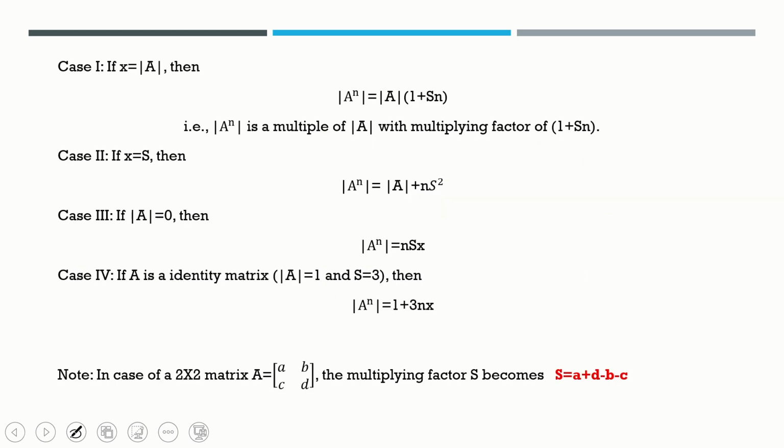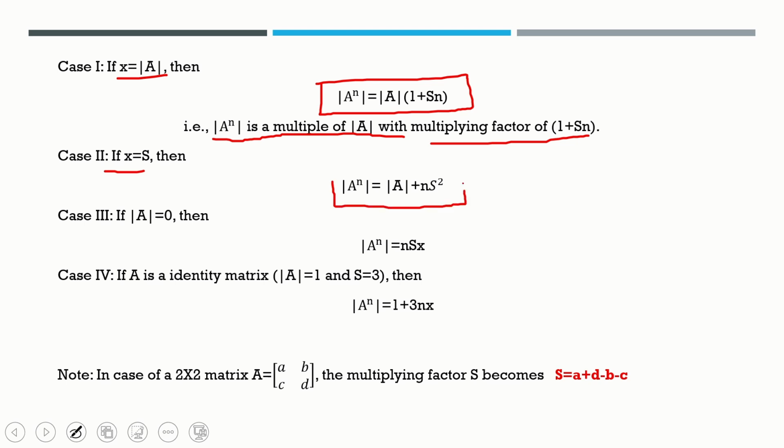you can derive these cases by yourself. Here the cases have been discussed. If x is equal to det A, then det A power n is equal to det A times 1 plus Sn, a multiple of det A with multiplying factor of 1 plus Sn. If x is equal to S, then this is the case. If this is 0, this will be the case.